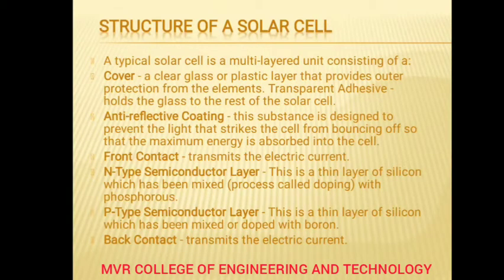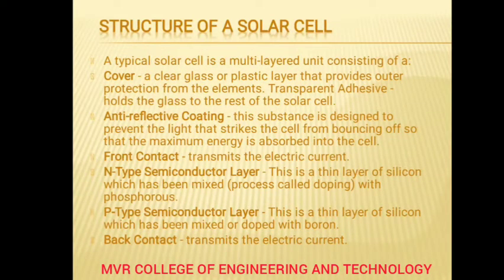The next one is the anti-reflecting coating. This substance is designed to prevent light from bouncing off the cell, so that maximum energy goes into the cell. In order to absorb more energy there is an anti-reflecting coating, so it can absorb more heat energy, which can be converted into electrical energy. The next one is the front contact, which transmits the electric current.